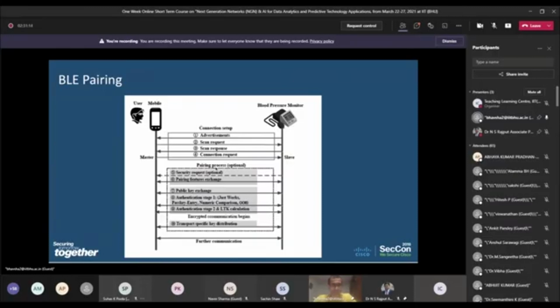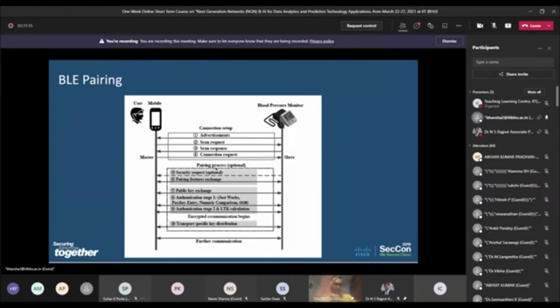Into different mobiles or Bluetooth to share some data. And the way we pair is, first we enable the Bluetooth, and then we see the list of devices which are in the vicinity, and then we connect to one of the devices, right? And then we get paired. So that's how the pairing process is in BLE.